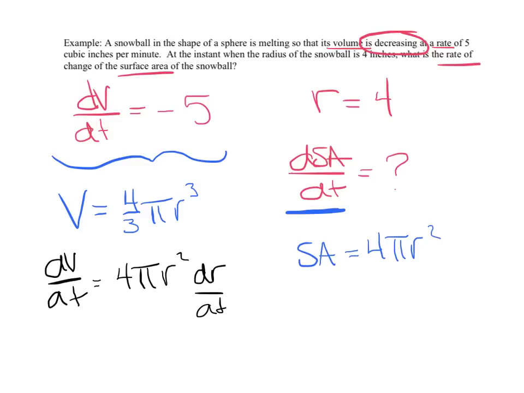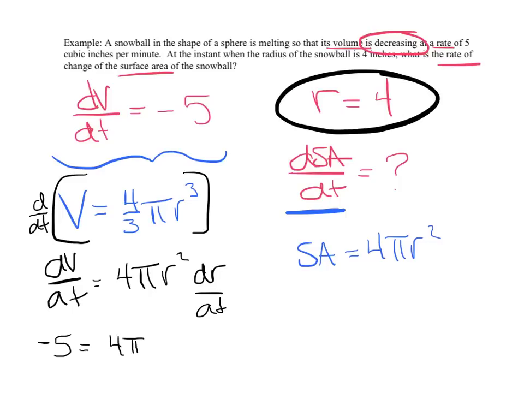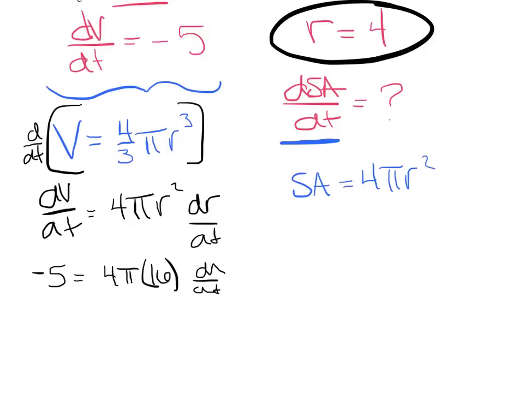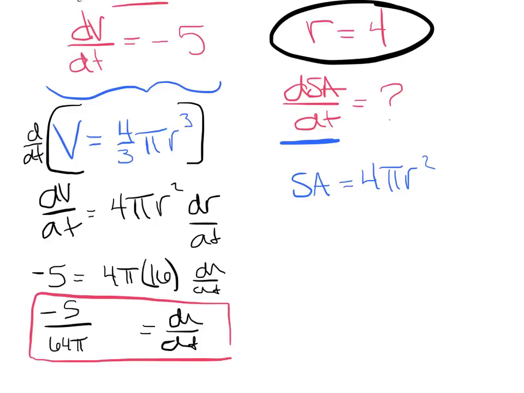Like we've been stressing for a few days, we're taking this derivative with respect to time. So if it doesn't have the letter t, it gets a d variable dt. I know this is -5 because they said decreasing. 4 pi, my radius they said was 4, so I can throw in 16 here, dr/dt. If I keep cleaning that up, I've got dr/dt equals -5 over 64 pi. Now notice that clearly doesn't answer the question. That gets me dr/dt, which I'm going to need when I go to get my surface area.